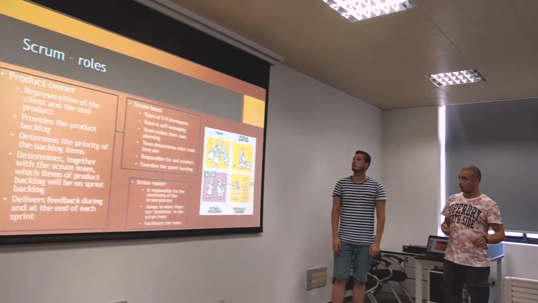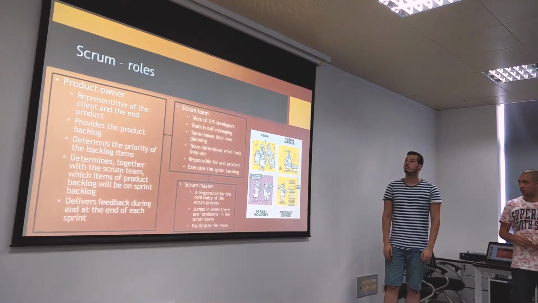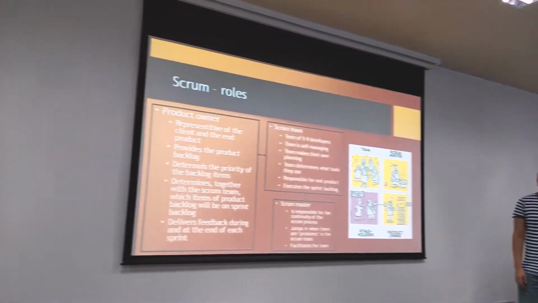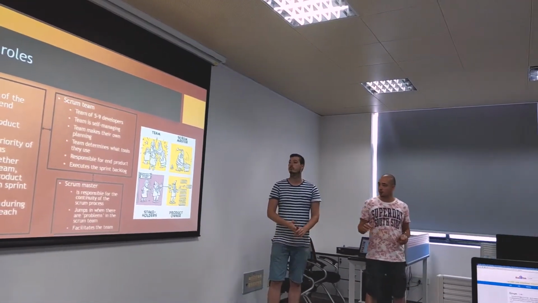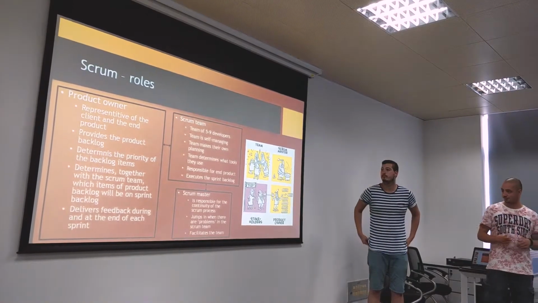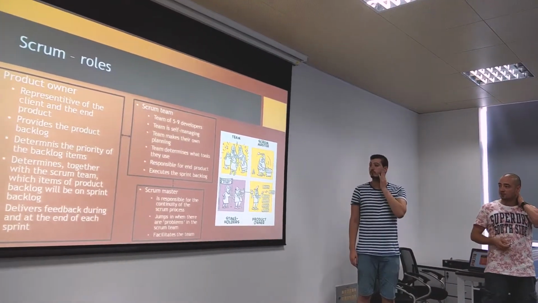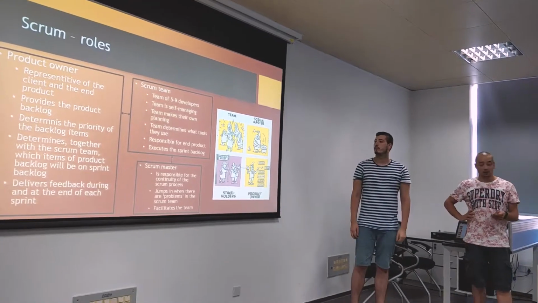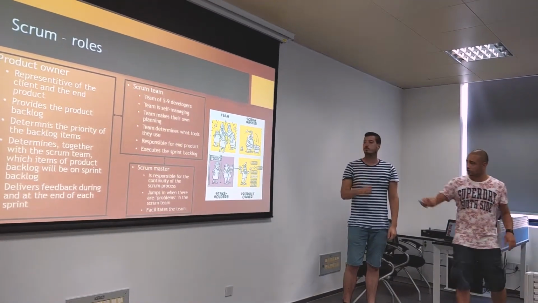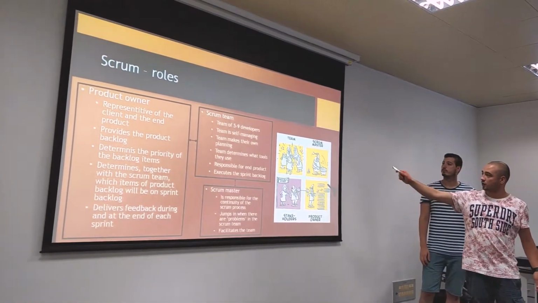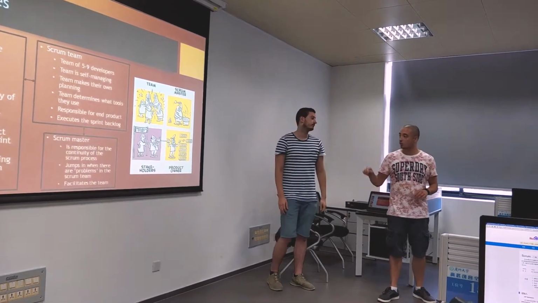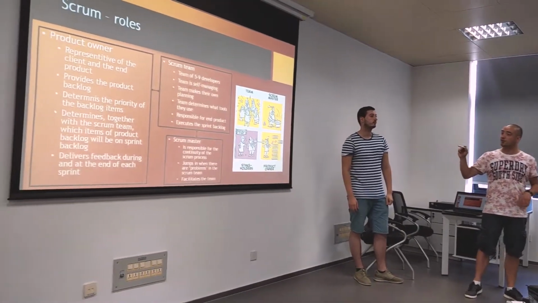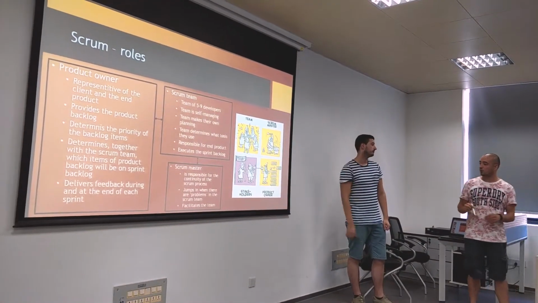These are some roles in Scrum. In Scrum you have 3 major roles. The first is the product owner, who is a representative of the client and provides the backlog. He determines the priority of the backlog items, together with the Scrum team. You see the dependencies between the 3 roles. The product owner works together with the Scrum team, and the Scrum Master also works together with the Scrum team, but the product owner does not work together with the Scrum Master.